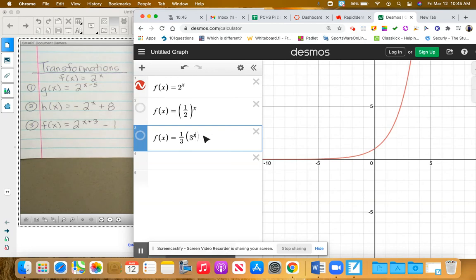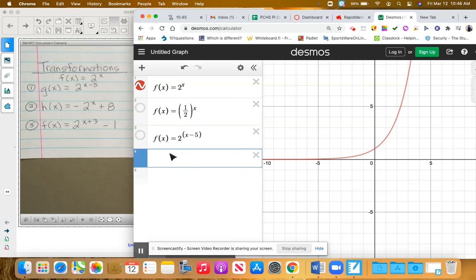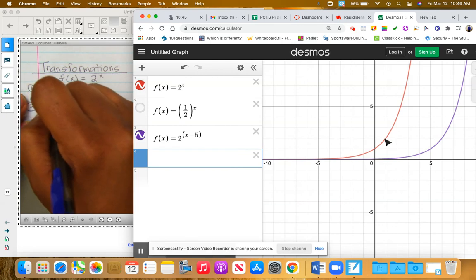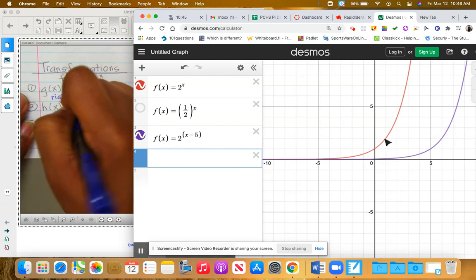And the first one wants to know what happens from our parent graph to 2 to the x minus 5 power. And we'll need to put that in parentheses. Okay, there we go. So this first one is asking us what's happening from the red to the purple. So my parent function is 2 to the x, and then we want to know what happens from that to 2 to the x minus 5. And all of that is the exponent. So hopefully you do notice that my whole function moved right 5 spaces. So for number 1, it moved right 5 spaces.